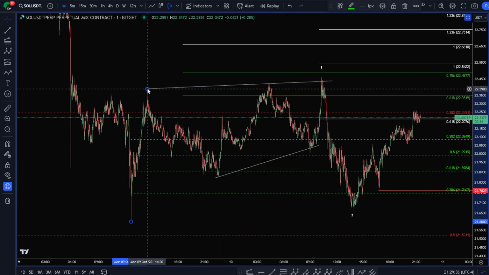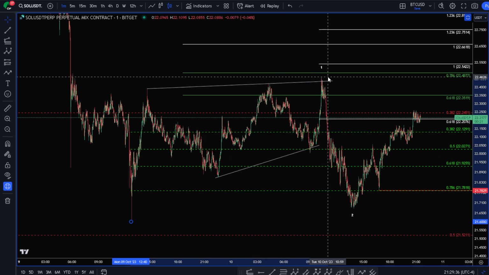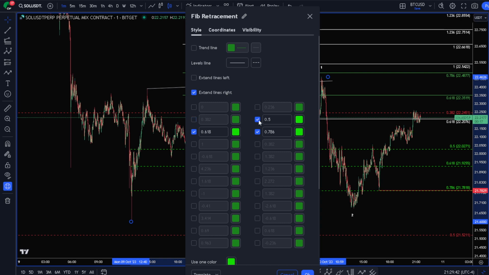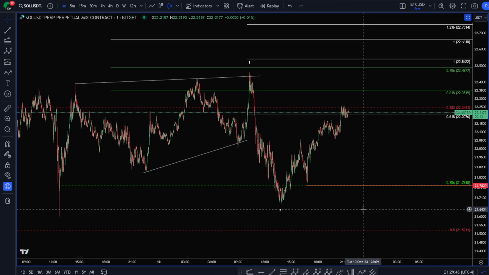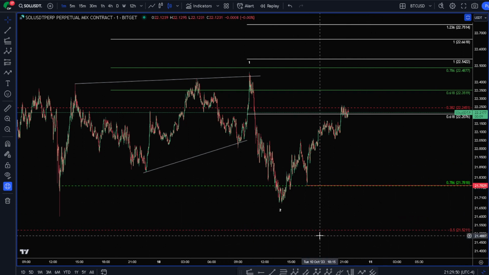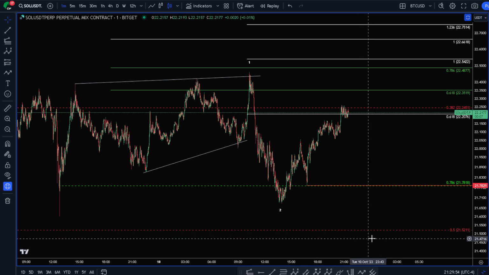As you can see, we even passed the 786 from this correction. So probabilities shifted that this is more of a corrective move. But again, I don't want to miss this, because if we remember on the larger trend, our fourth wave should not go below this 50.